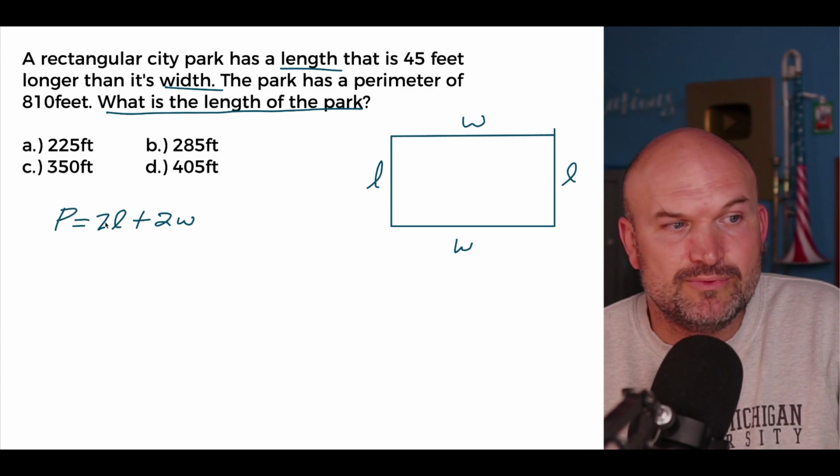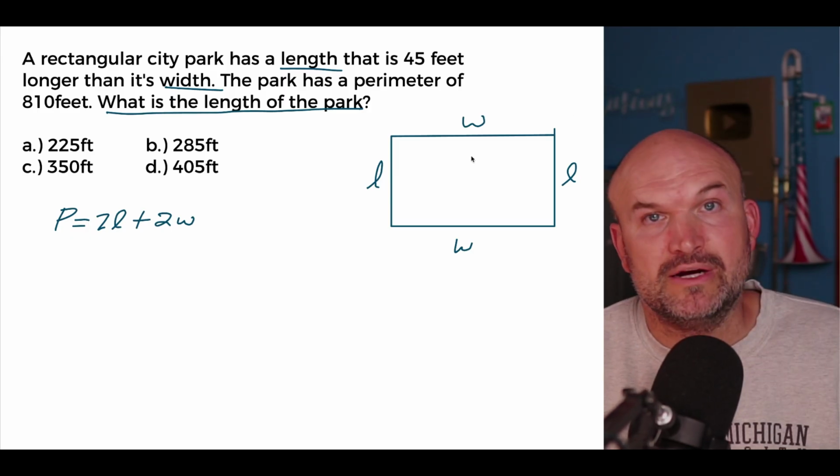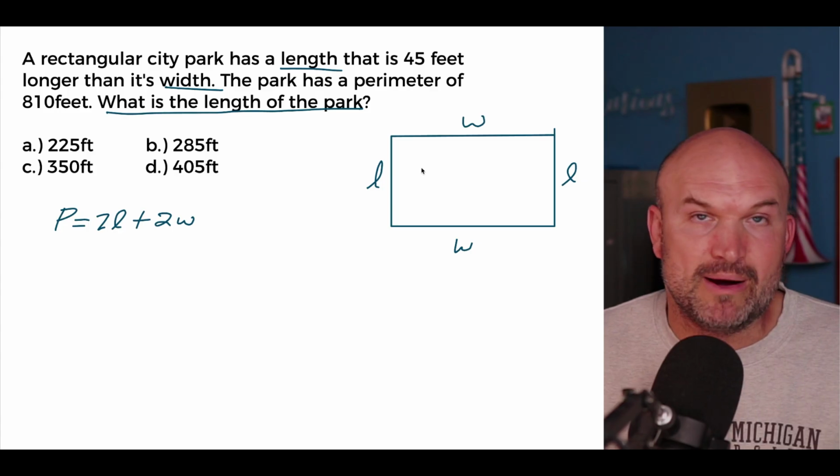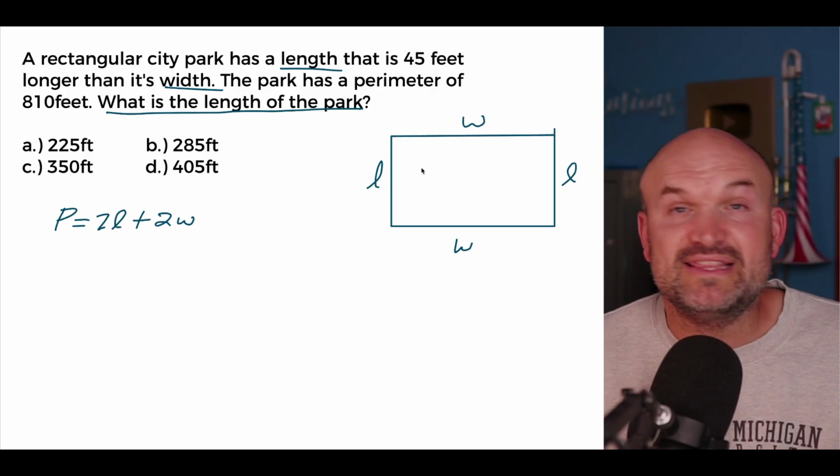So you see W plus L plus W plus L, or you can just write it in this simplified form. All right, now the problem is we only have one equation and we have two variables. When we have two variables, we either need to create two equations or we need to represent one of the variables within the other.